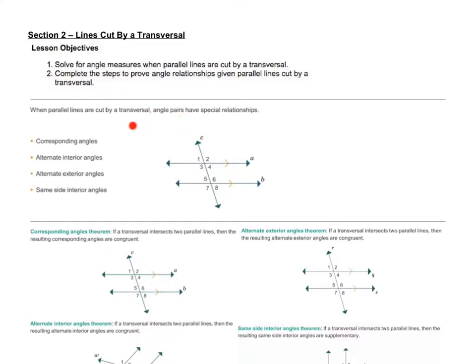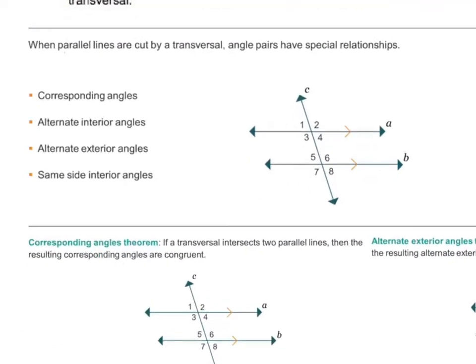When parallel lines are cut by a transversal, you have these two lines, and then if you draw in an extra line here, you get all these different angles. You get 8 angles, okay? And so we get certain types of angles.